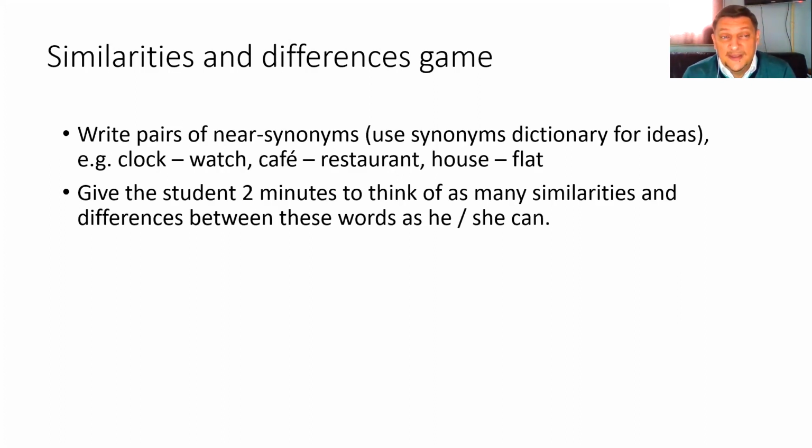Another game which I really like and which really works well if you teach students to compare things is the similarities and differences game. For this game, you need pairs of near synonyms. And you can use a synonyms dictionary for ideas. For example, a clock and a watch, a cafe and a restaurant, a house and a flat, something like this. A river and a stream, for example, a lake and an ocean. You give the student a limited time to think of as many similarities and differences between these words as he or she can. Let's try to play with it on the spot.